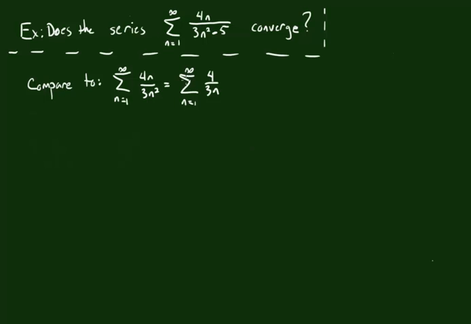So first of all, we've got this series up here, the sum of 4n all over 3n squared minus 5. We want to decide if this converges or diverges, and we ask ourselves, what do we compare it to? Well, we compare it to this series here, 4n all over 3n squared. Now this is equal to the series 4 divided by 3n, and we know this series very well.